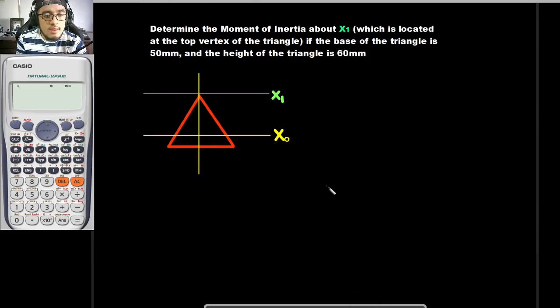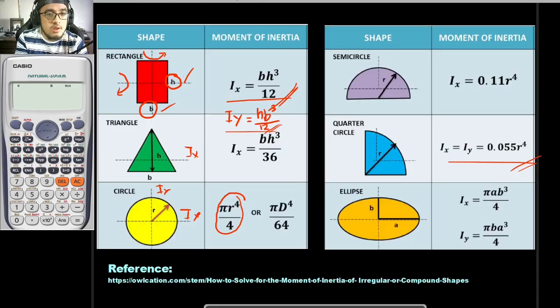So considering this problem, determine the moment of inertia about x sub 1. x sub 1 is this axis right here, which is located at the top vertex of the triangle. The base of the triangle is 50 mm and the height of the triangle is 60 mm. This x sub O right here is the centroidal axis. If we use this equation for the moment of inertia about the centroidal axis of a triangle, that is bh cubed over 36.